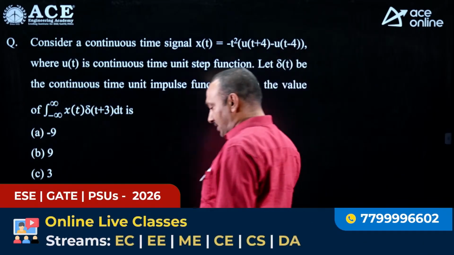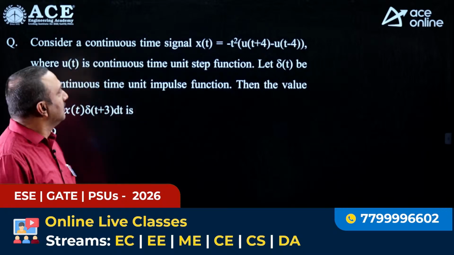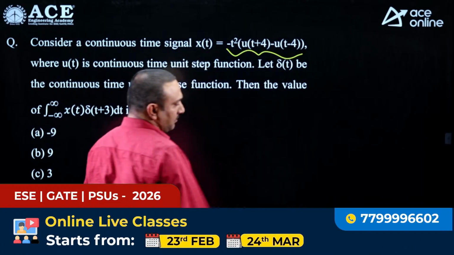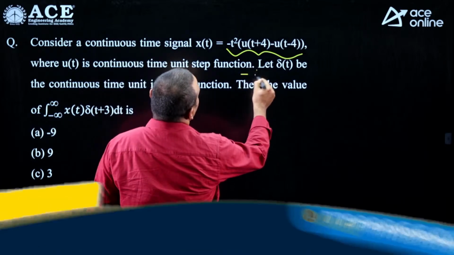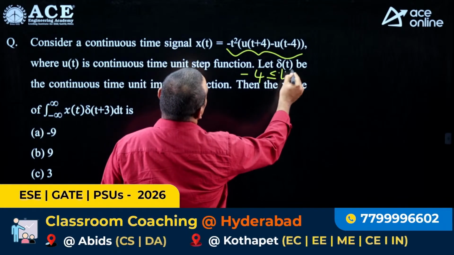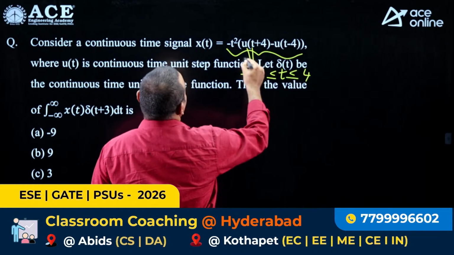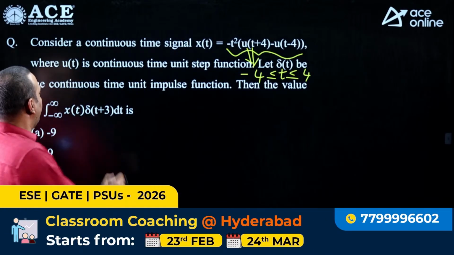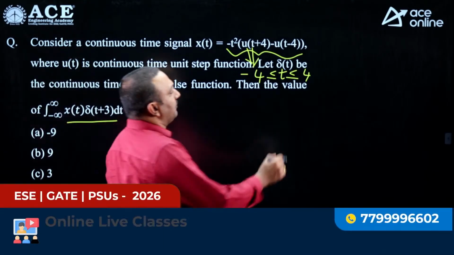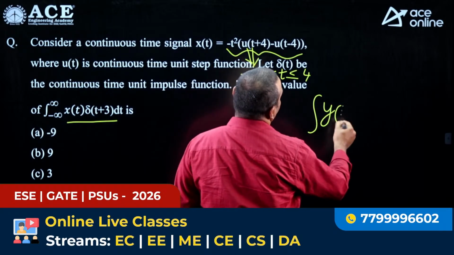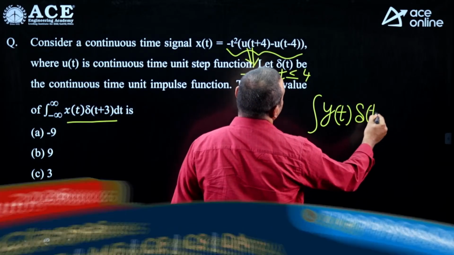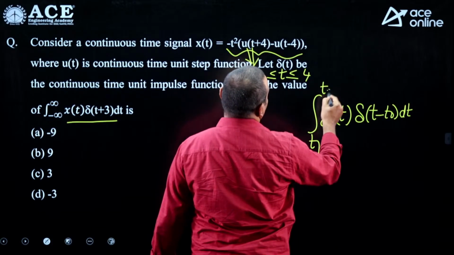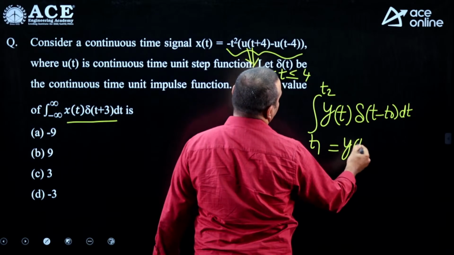This is one more question, standard property of impulse. X of t is given like this, minus t square into this. What does that bracket term indicate? U of t plus 4 minus u of t minus 4 means that signal is covered for the interval minus 4 to 4. This is a clear indication of the sampling or shifting property of impulse. What is that? Generally, integral y of t into delta of t minus t naught dt, if the shift is within the limits, we are saying the result is y of t naught.